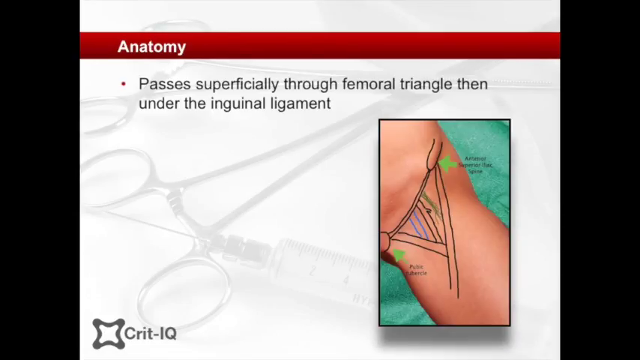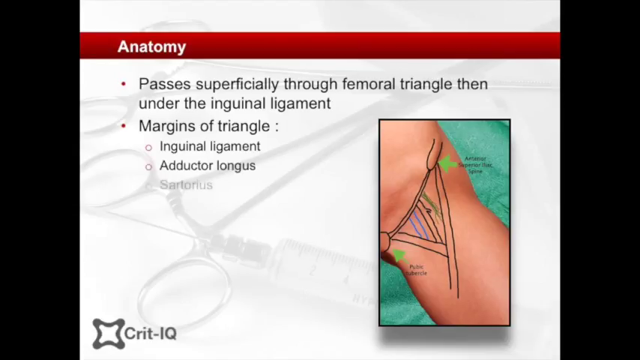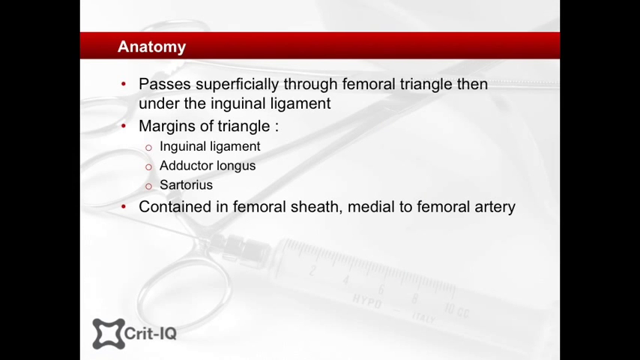It is important to appreciate the anatomy of the common femoral vein as it becomes more superficial in the femoral triangle prior to passing under the inguinal ligament to become the external iliac vein in the pelvis. The femoral triangle is bordered superiorly by the inguinal ligament, medially by the adductor longus muscle, and laterally by the sartorius muscle. The femoral vein is contained in the femoral sheath, where it usually lies medial to the femoral artery. The inguinal ligament runs from the pubic tubercle to the anterior superior iliac spine.